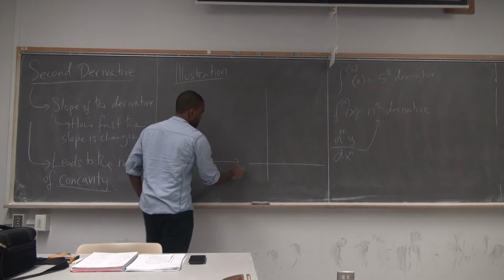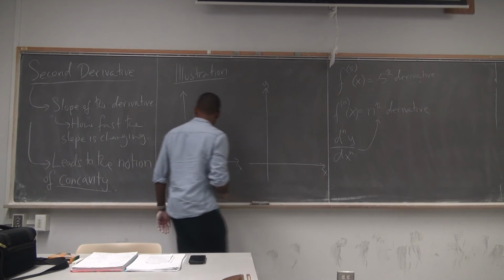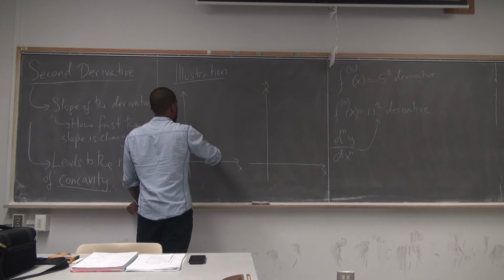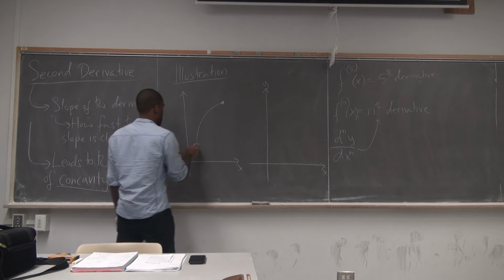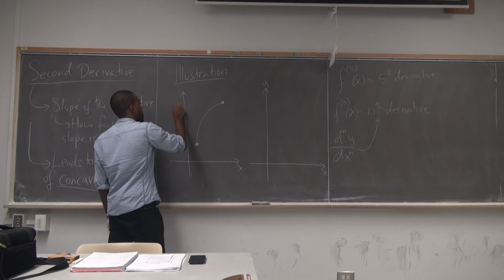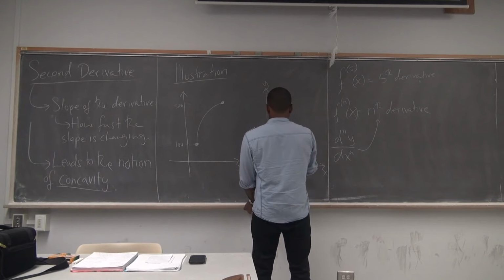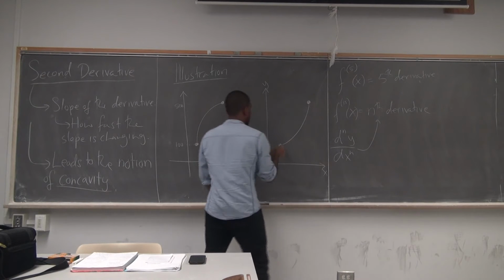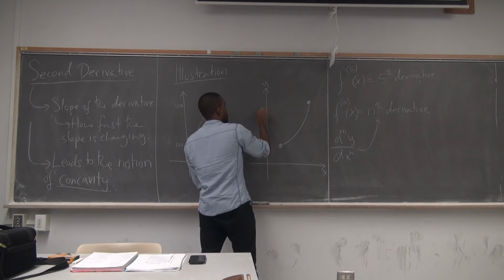So let's say here I'm plotting two functions. One function is doing this thing. This is at 100. This is at 500. The other function is doing this. This is at 100. This is at 500.